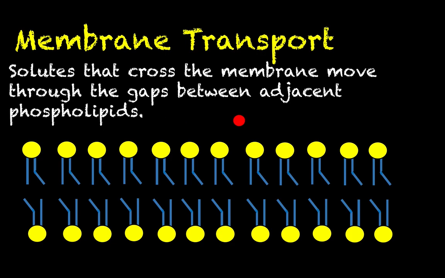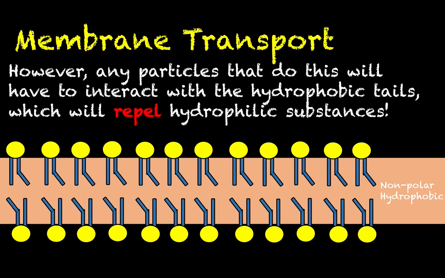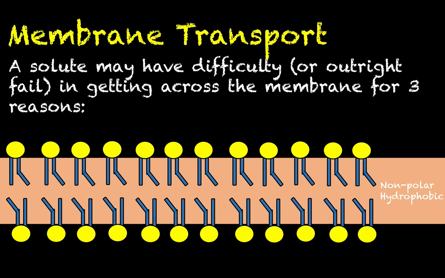Solutes that can cross the membrane do so by moving between the gaps in between adjacent phospholipids. So the idea here is that this red solute needs to be able to squeeze through the gaps in between neighboring phospholipids. But the thing we need to consider is that any particle that is going to try to do this is going to have to spend at least a little bit of time interacting with the hydrophobic tails in the hydrophobic core. Keeping in mind what we've talked about before about hydrophilic and hydrophobic substances, the hydrophobic tails in the middle are going to repel any hydrophilic substances.